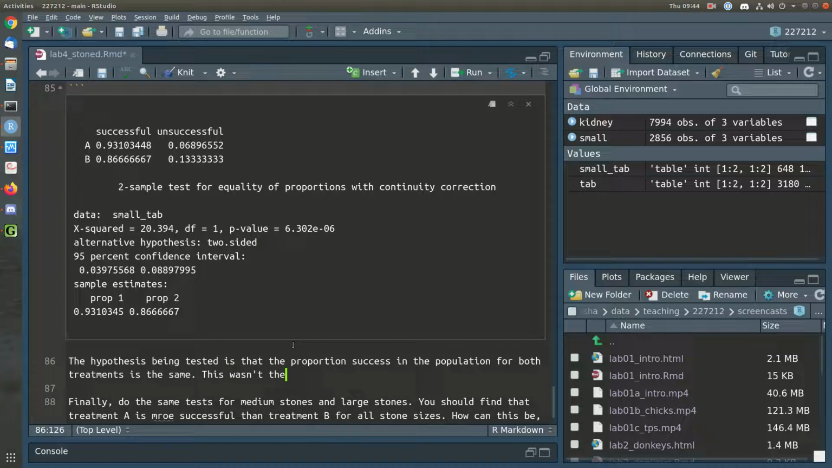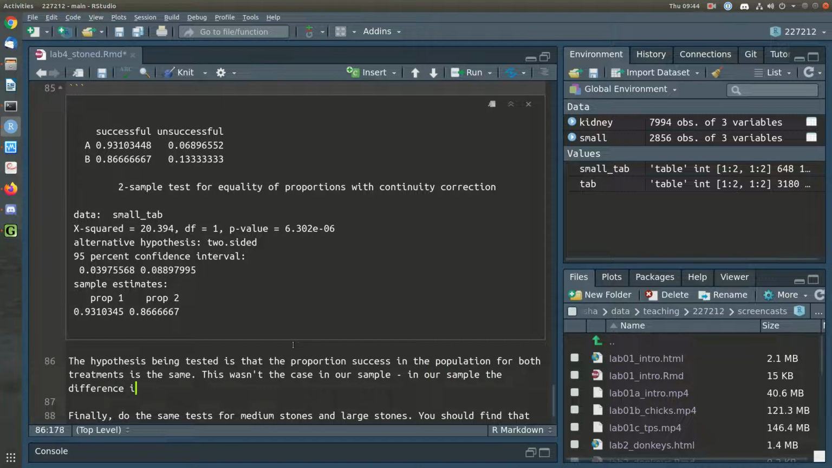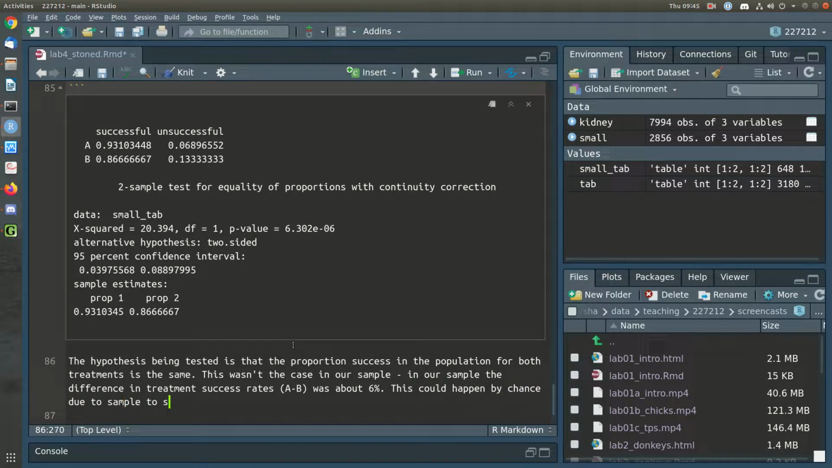This wasn't the case in our sample. In our sample, the difference in treatment success rates, A minus B, was about 6%. This could happen by chance due to sample variation. If the population rates were the same, this would happen about 6 in 1 million of the time, right?